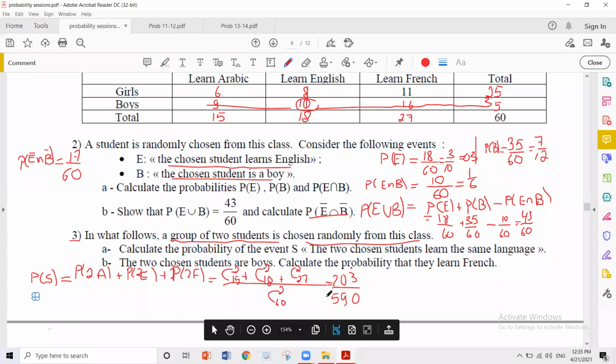The last part. Part B. The chosen students are boys. Calculate the probability they learn French. How to calculate this one? 16 choose 2. How to write it? Probability of what? F given B. Okay, the two chosen students are boys.